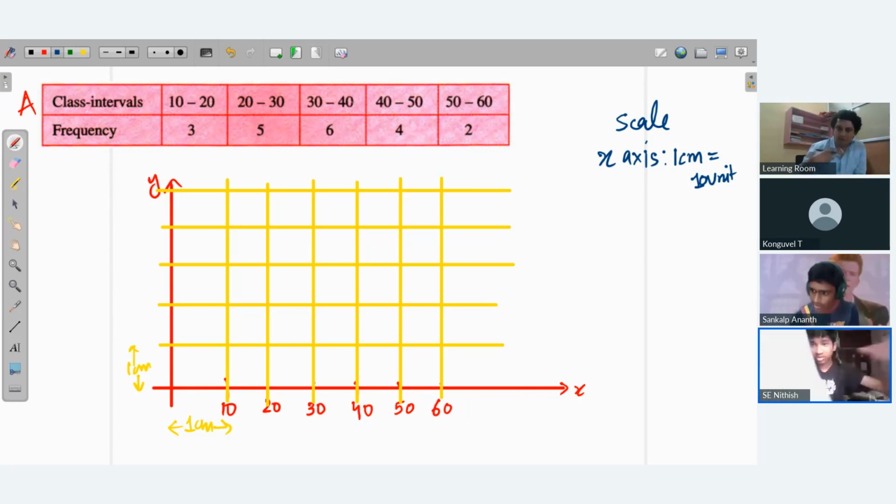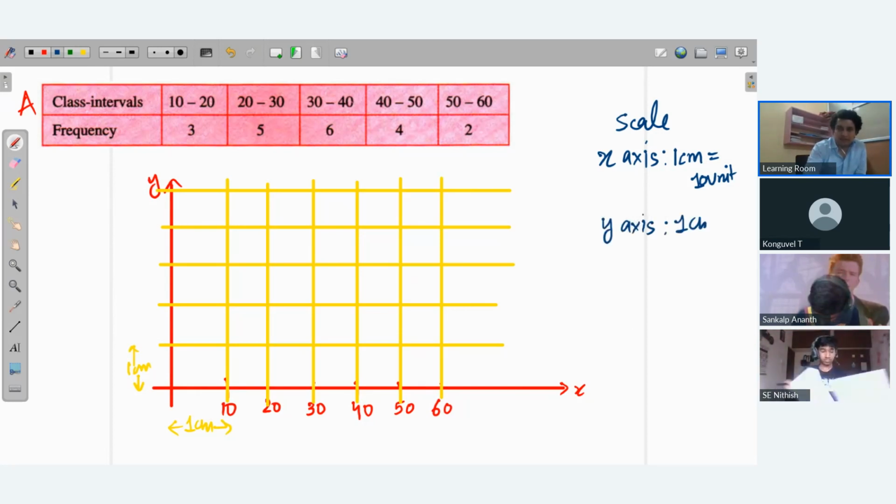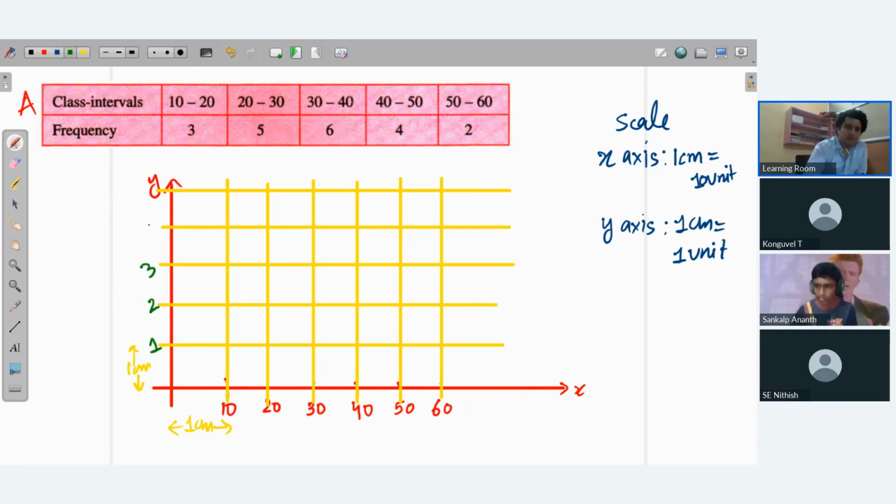Yes, sir. So for me, x-axis 1 centimeter represents 10 units, and y-axis 1 centimeter represents 1 unit. So this I'm going to represent as 1, 2, 3, 4, 5, and I think I'll need one more, 6. Is that fine? Yes.